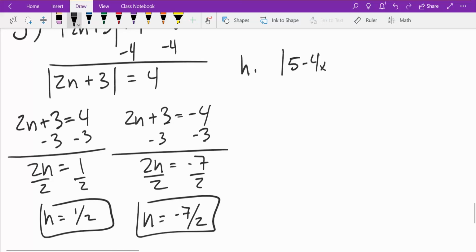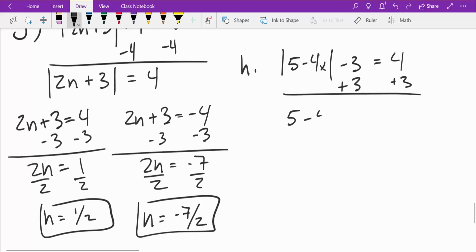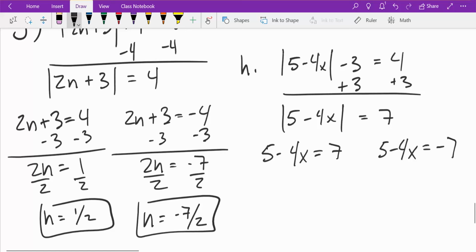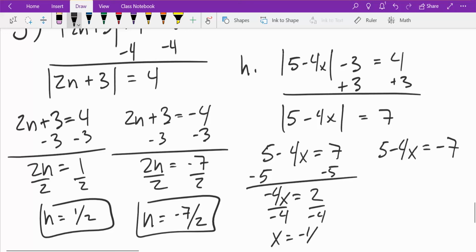minus 4x minus 3 equals 4. So we'll add 3 to both sides. Absolute value of 5 minus 4x equals 7. We'll have our positive side, 5 minus 4x equals 7, and our negative side, 5 minus 4x equals negative 7. Subtract 5 from both sides. Negative 4x equals 2. Divide by negative 4. X equals negative 1/2.